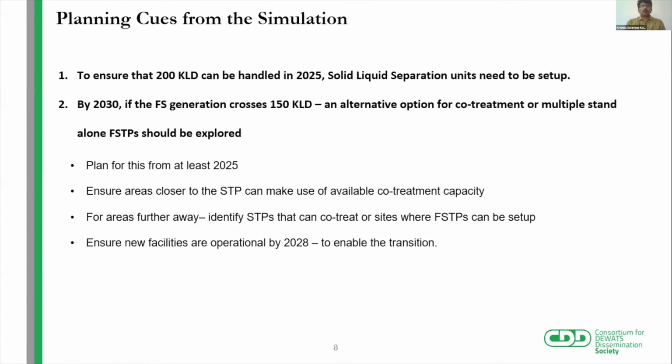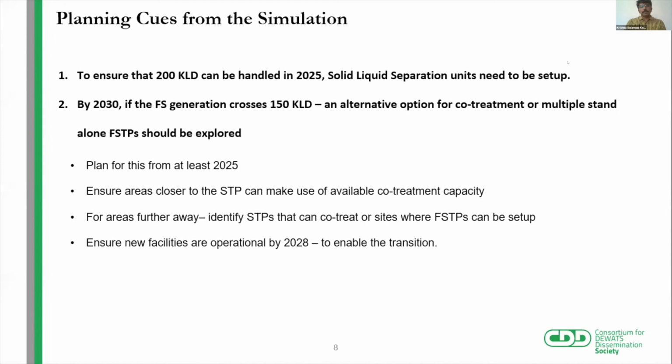What are those? To ensure that 200 KLD can be handled in 2025, solid liquid separation units need to be set up. So if this is the only place where FS is being treated in the form of co-treatment, then we have no choice but to set up a co-treatment facility with solid liquid separation. And that needs to be ready by 2025, which means at least 6 months before 2025 kicks in, right? The facilities need to be made operational so that we can have a trial run and understand what the impacts are and ensure everything is working fine.